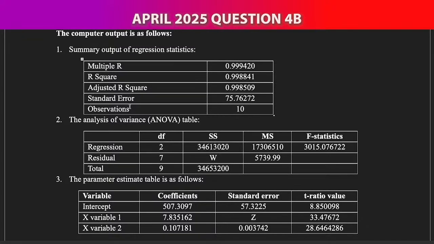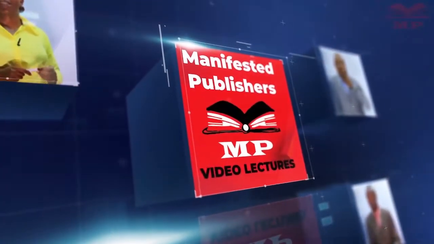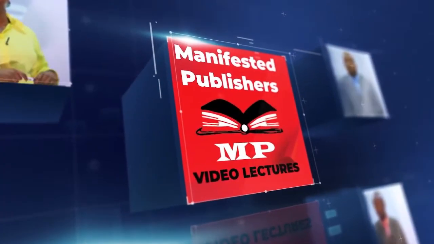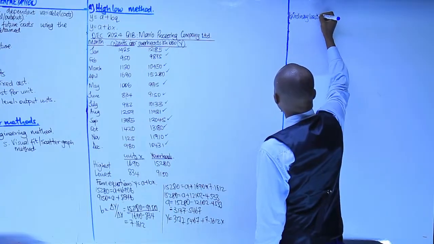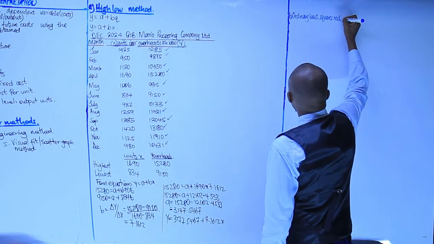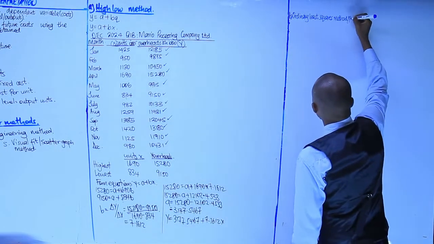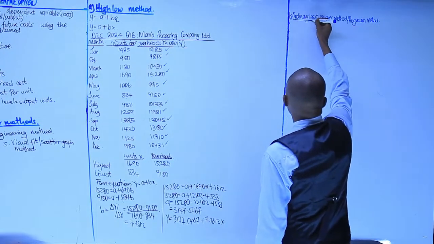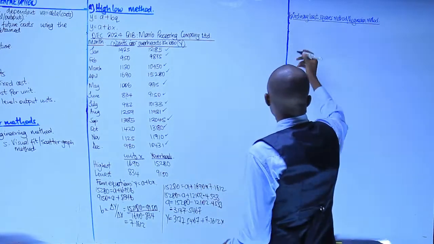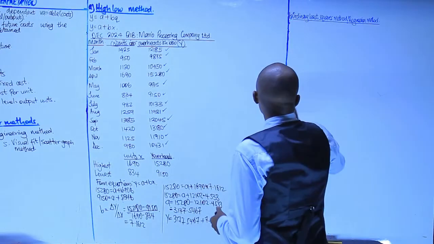This is called an ANOVA table. Ordinary least squares method, sometimes also known as regression.